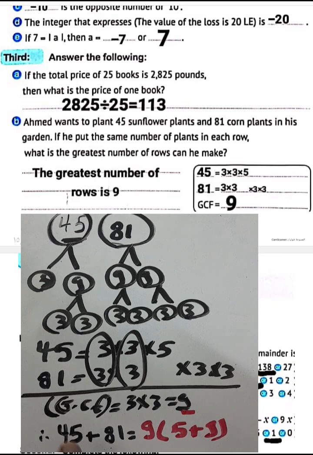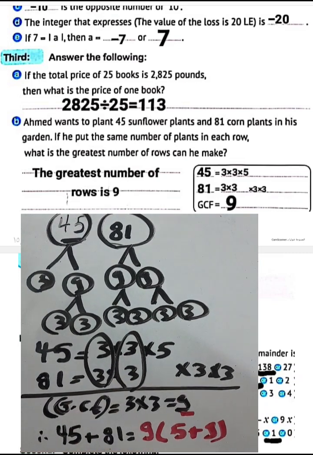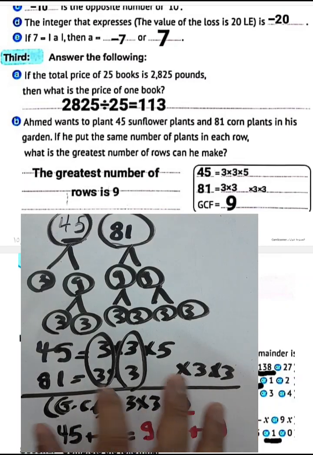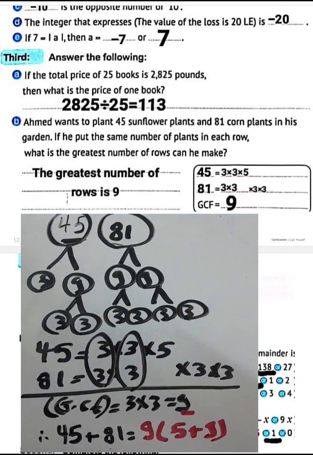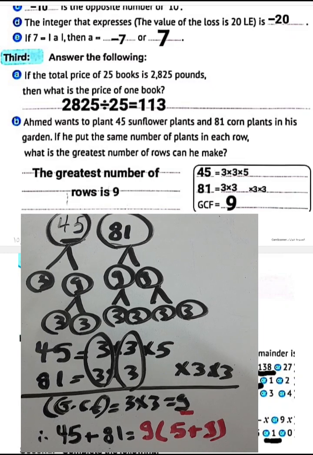because 45 equals 3 by 3 by 5, and 81 equals 3 by 3 by 3 by 3, and the common between the two numbers is 3 and 3. 3 times 3 equals 9. Or you can use another method.